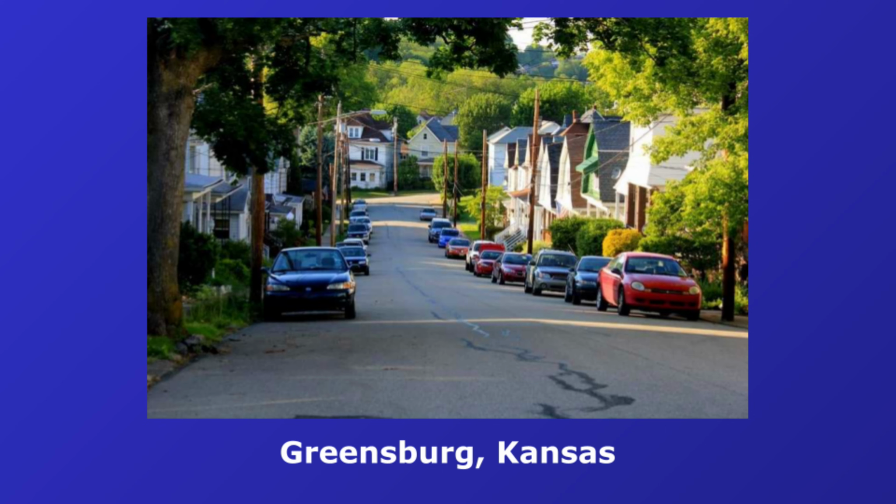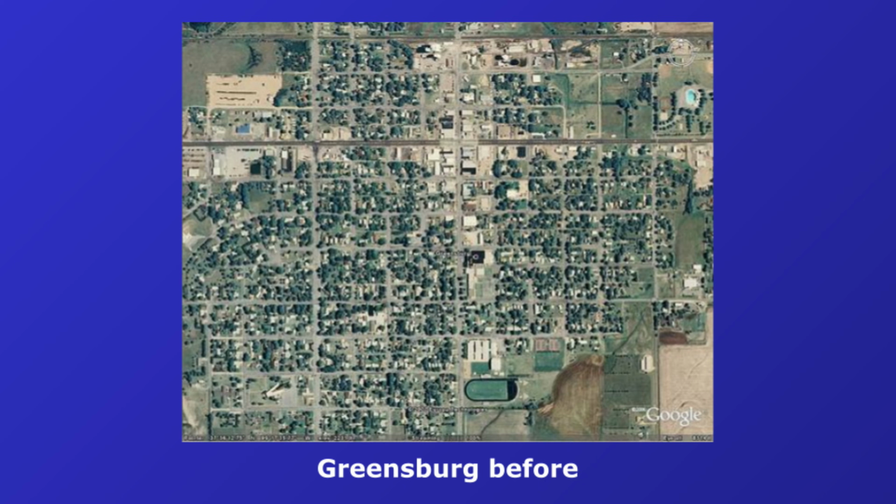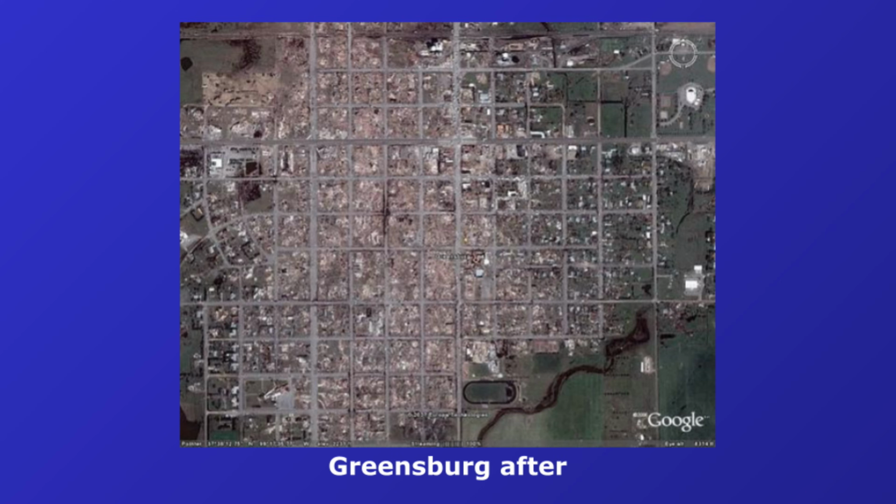And this is a picture of Greensburg, Kansas, right here, just a small, leafy, pleasant, typical small-town America. But after May 4, 2007, it looked like this. There weren't any leafy trees left. There wasn't a town left. The town was gone. This is a Greensburg before picture from Google Maps, and this is after. And you can just see the devastation.